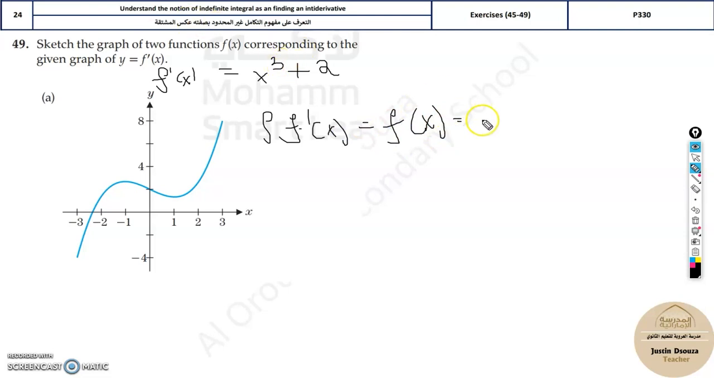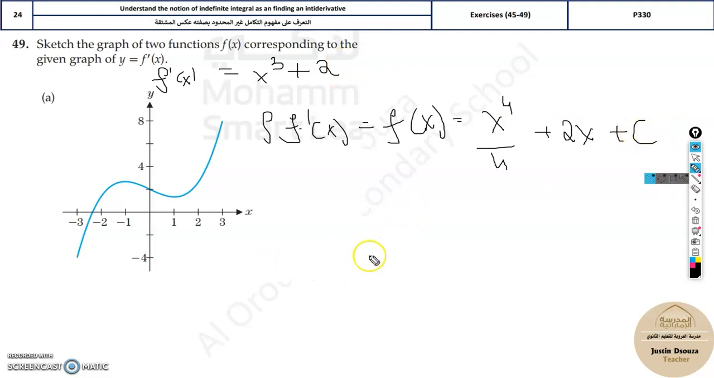Now, integration of this would be x to the power 3 plus 1 is 4, by 4, plus 2x plus c. We don't mind the constant. It can be anything. It's fine. So this part is important. Now, it is very hard for me to graph x to the power 4 plus 2x. How would you graph it? This c can be 1, 2, 3, anything.